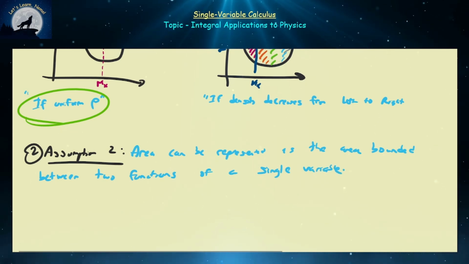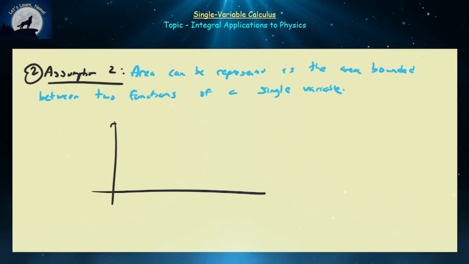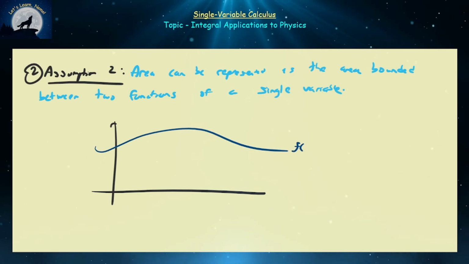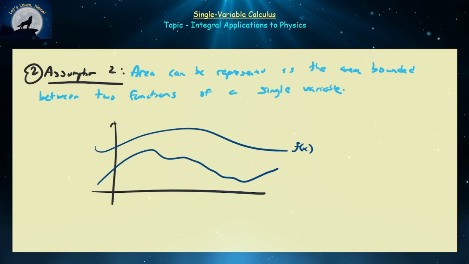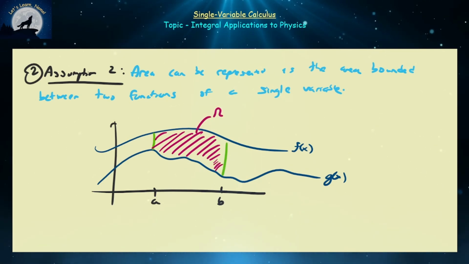So what exactly does that mean in the graphical sense? As usual, we're going to have some region, but we're going to have an upper bound. For example, let's call this f of x. We're going to have a lower bound. Let's call this g of x. And we're going to be considering the area on some interval a, b. And so this right here is going to be our region R. So this region R is bounded vertically between two functions f and g.